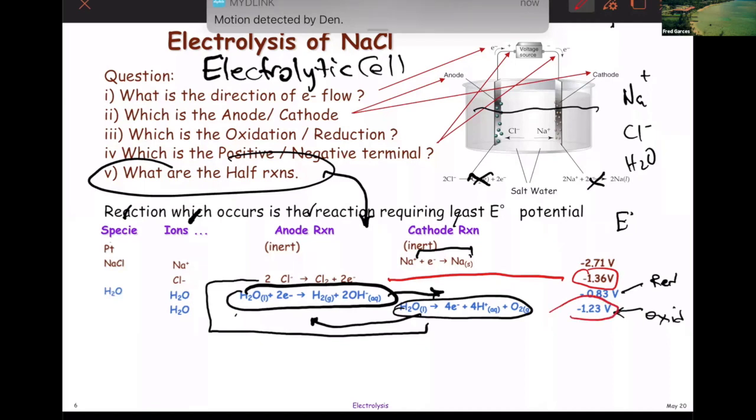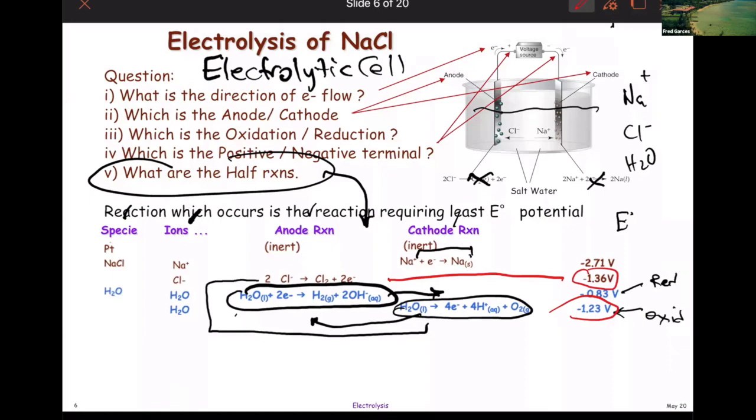Not so much lower in the sense that it's more negative, but more spontaneous. Remember that we want the electrochemical potential to be positive because that's the more spontaneous process. So between these two processes right here, the chlorine and the water, the water wins out because that's the more likely event. That's the least negative, which means it requires less energy to drive. Then we also do the same thing with the cathode.